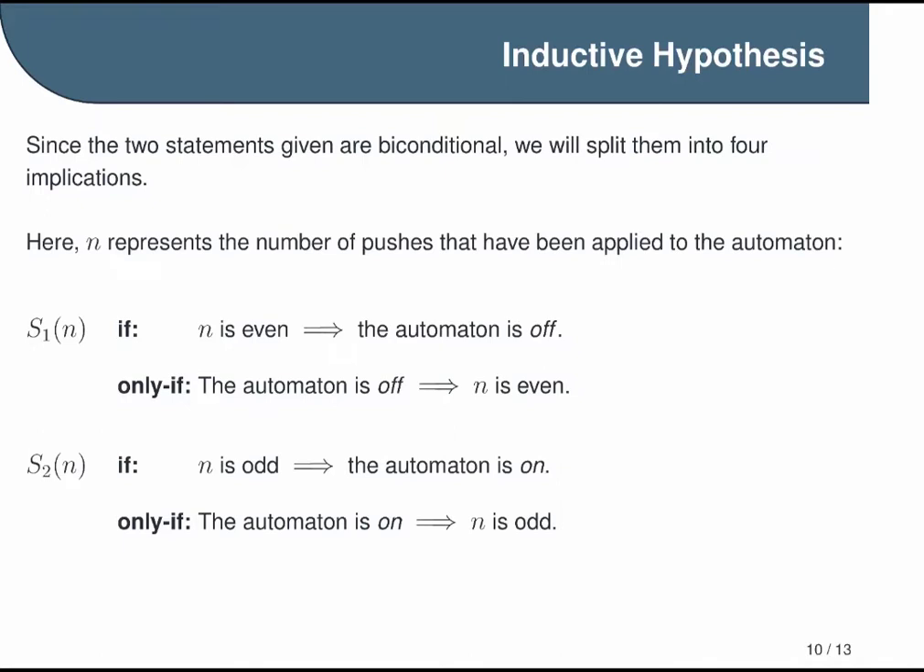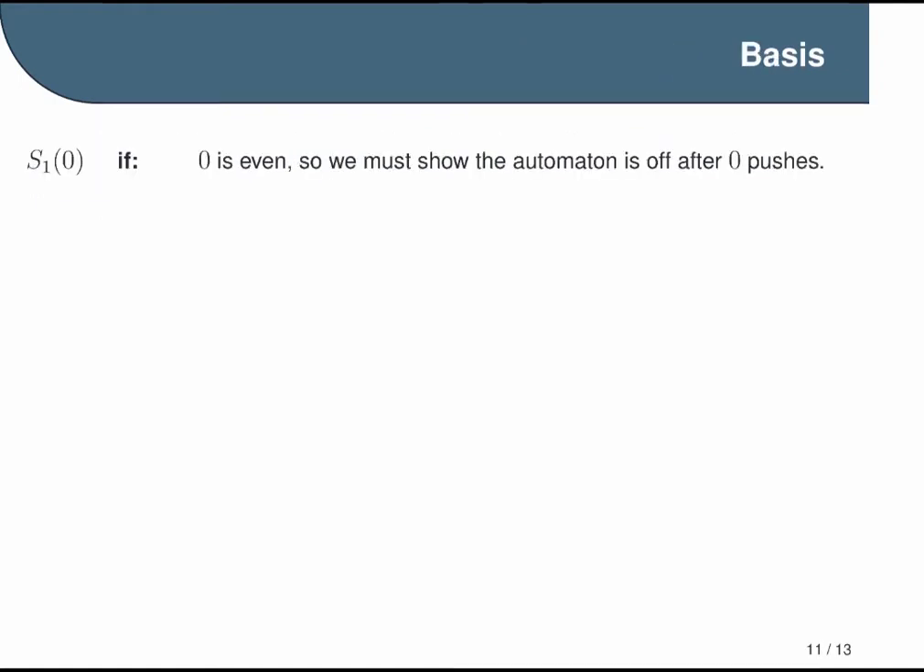So these are our four statements that make up the inductive hypothesis, and we will have to prove all four of them for the base case, and then all four of them again in the inductive step. We begin as usual with the base case, which is just n is equal to 0, meaning we have received 0 pushes so far. And so just plugging 0 into our claim, we come up with the statement that we have to prove: if 0 is even, then the automaton is in the state off after 0 pushes.